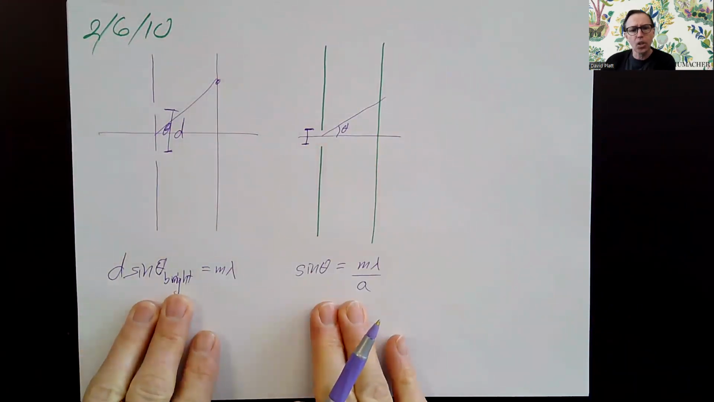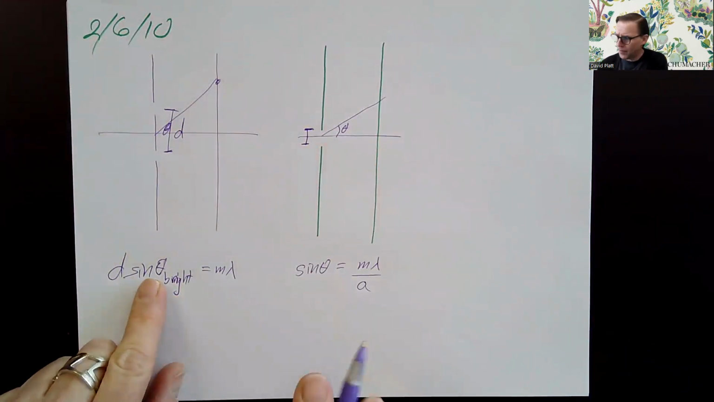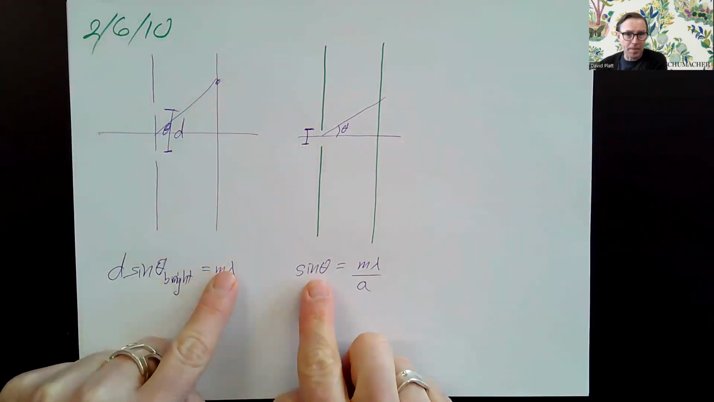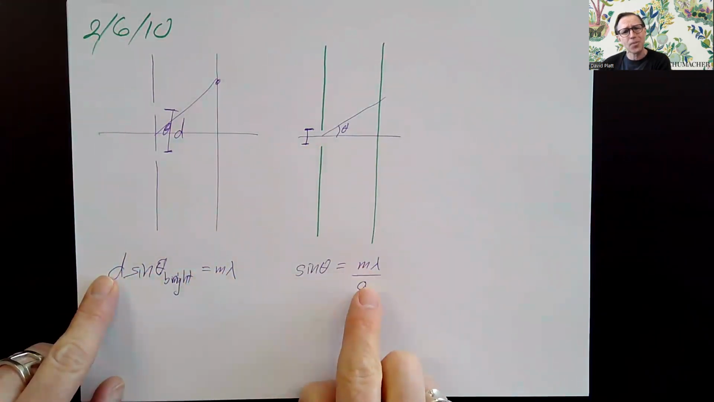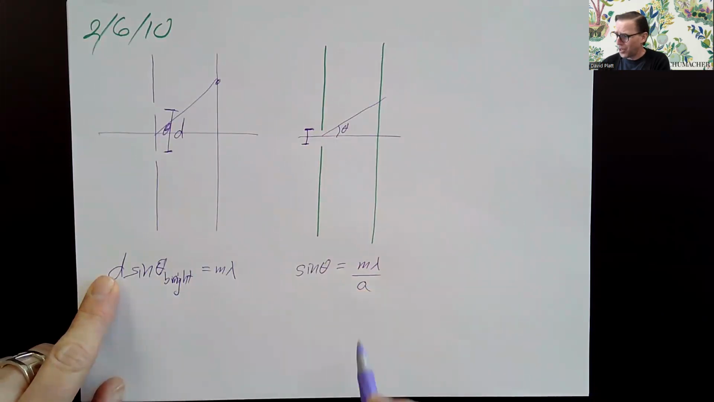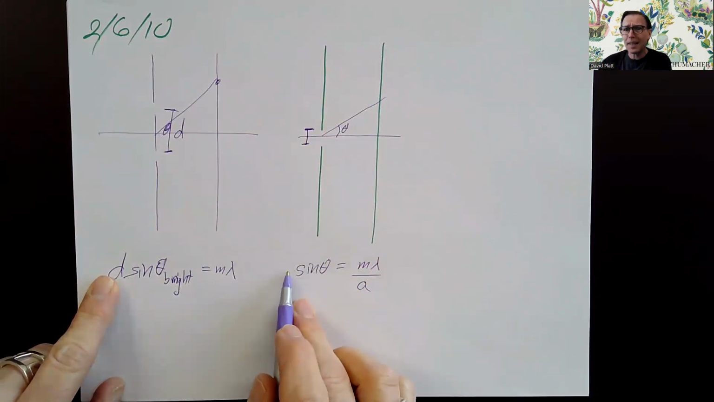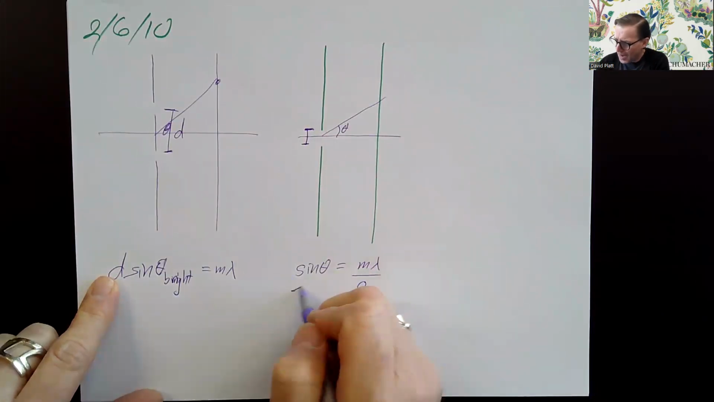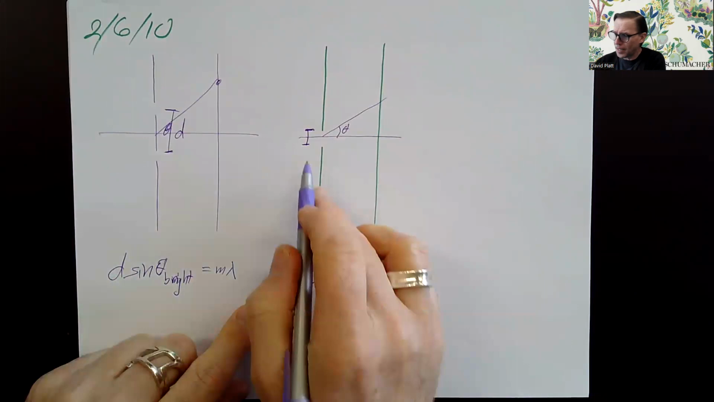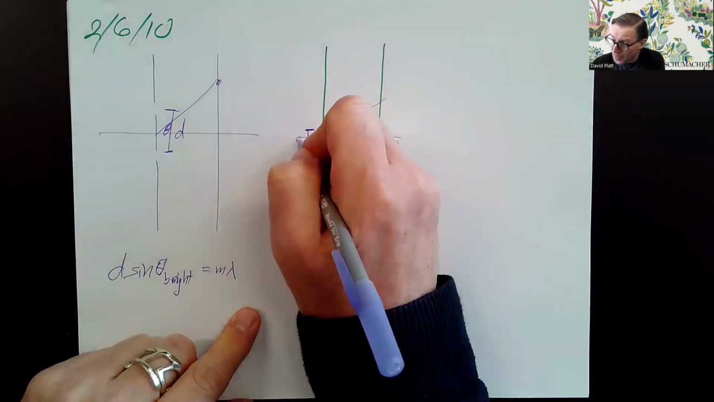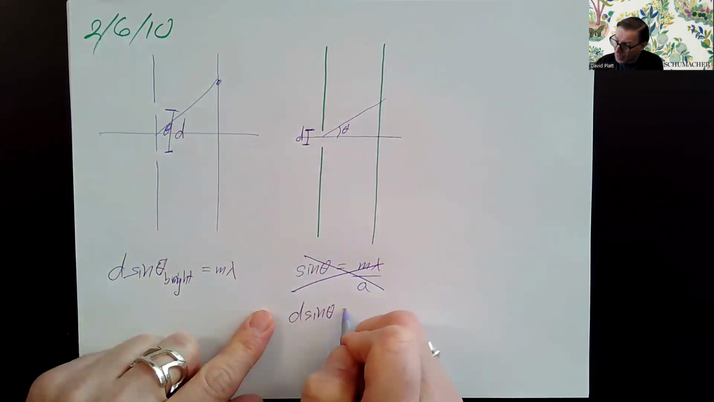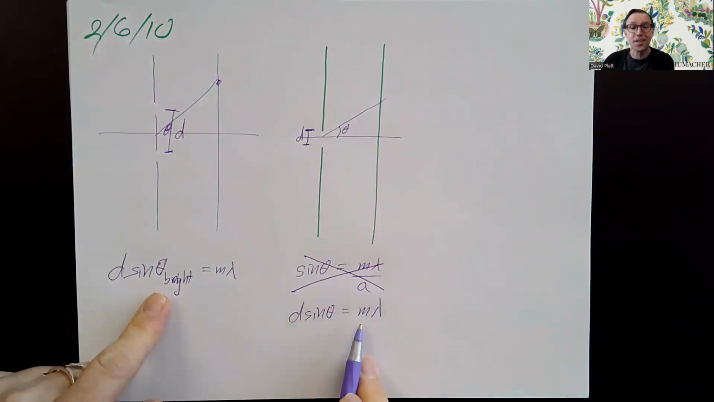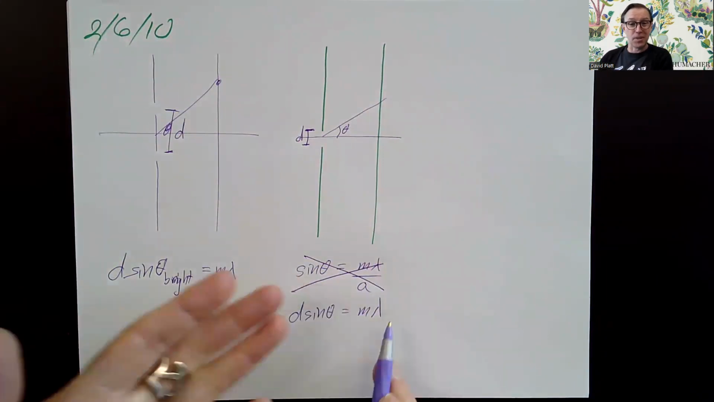But look at these two equations. Look how similar they are. Sine theta, m lambda, and there's a distance here on the left, and there's a distance here on the right, but oh, it's in the denominator. So could I move this a over here? Yeah, I could. So I don't like that equation. And instead of calling this slit width a, I would rather call this slit width d. And then look at this: d sine theta equals m lambda. Oh my goodness gracious, it's the same equation. So why make the equations look different when you can make them look the same?